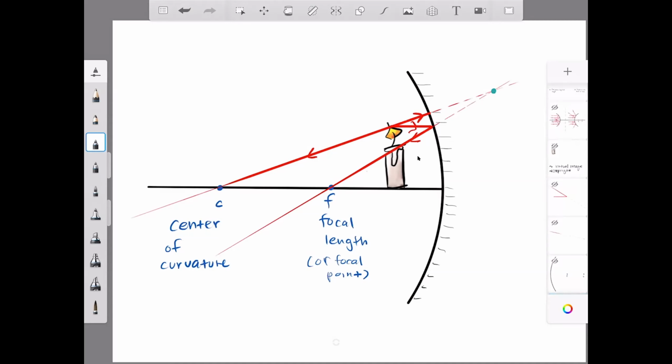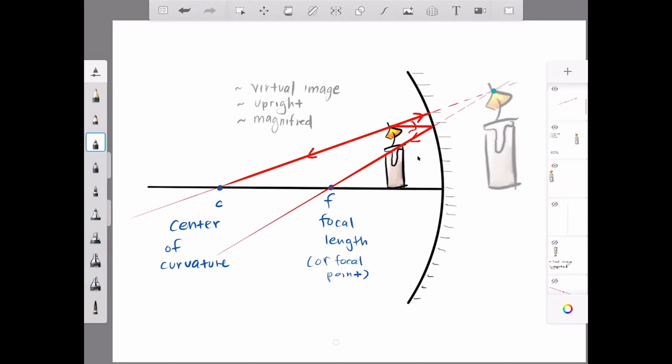Now that new image is going to be like this. I think I lost it. Here it is. It's going to be a virtual image because it's behind the mirror. It's going to be upright, and it's going to be blown up. It's going to be magnified. So if you were to imagine that concave mirror that I showed you a few minutes ago, the reason that hand looks so big is because that hand, the object, was placed at some point closer than the focal length in front of the mirror. And then you were able to see that magnified image.